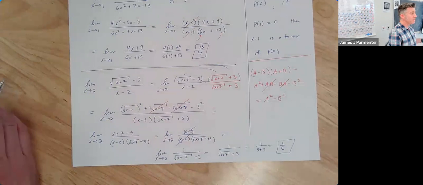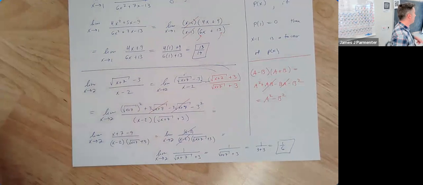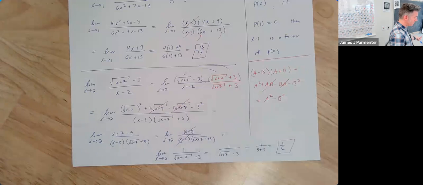So when we see a 0 over 0 type of limit and there's a square root, we usually multiply by the conjugate, whether that square root's in the numerator or in the denominator.